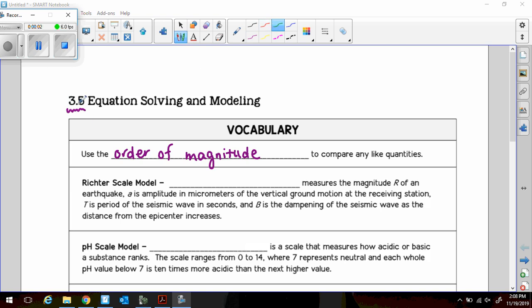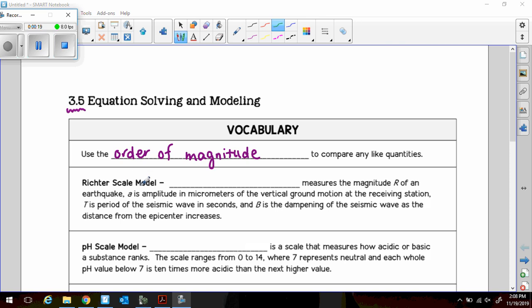Good morning. This is Unit 3, Day 5, Equation Solving and Modeling. The first thing says use the order of magnitude to compare any like quantities. Remember, we use exponentials and logs in our everyday lives, so this is an application.